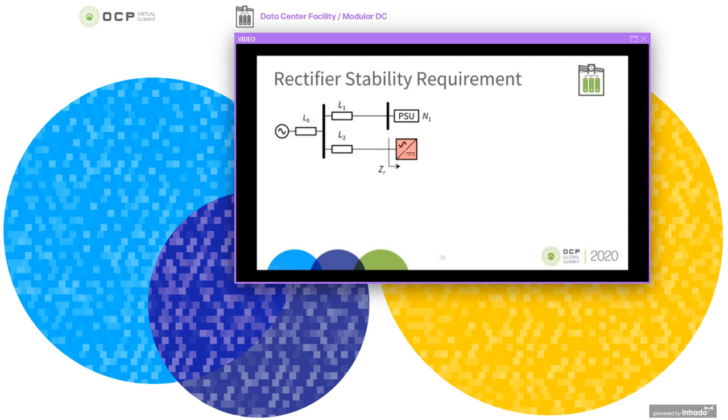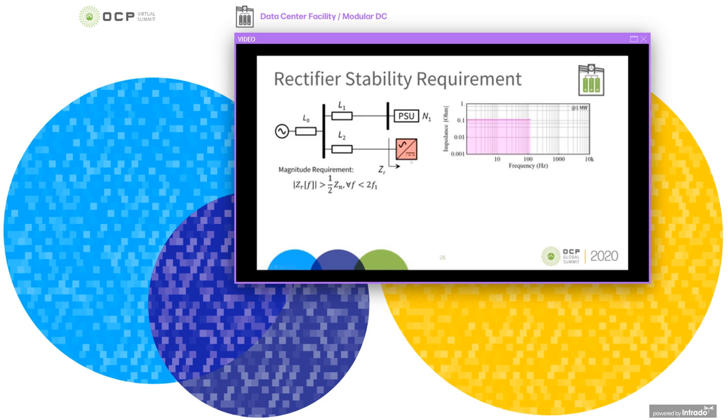For the rectifier, because the rectifier is a load to the data center, the requirement in this case is for the impedance of the rectifier to be larger than a certain number. It's given as 1/2 times the nominal impedance of the system, and that's a constraint that applies for frequencies below the second harmonic. So the impedance of the rectifier should stay away from this shaded region. It could be anywhere above it.